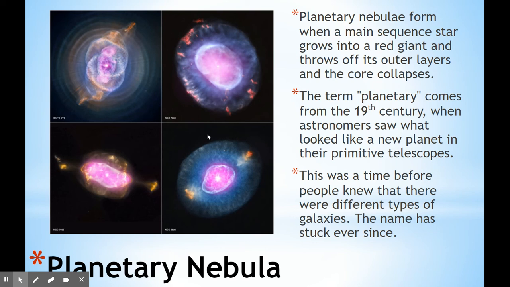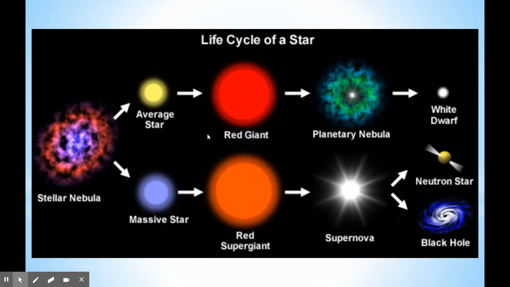So another phase in the life cycle after the red giant, when we talk about smaller stars, is what we call a planetary nebula. These form when a main sequence star grows into a red giant and then throws off its outer layers. The term planetary comes from the 19th century when astronomers saw what looked like a new planet in their primitive telescopes. It doesn't necessarily mean that planets will form here, but they just refer to it as a planetary nebula. Okay? All right, and so the last thing here is to understand the two different life cycles, again, based on the mass of the star.